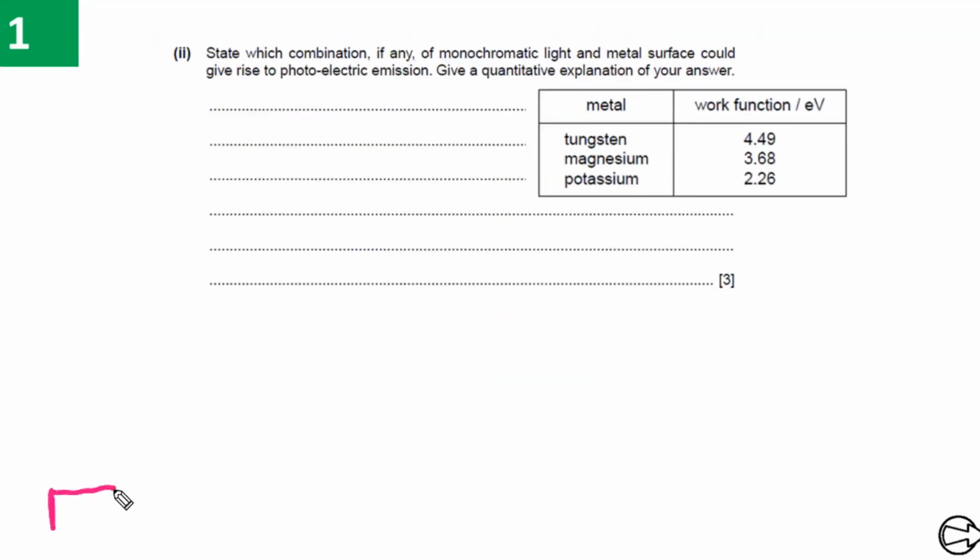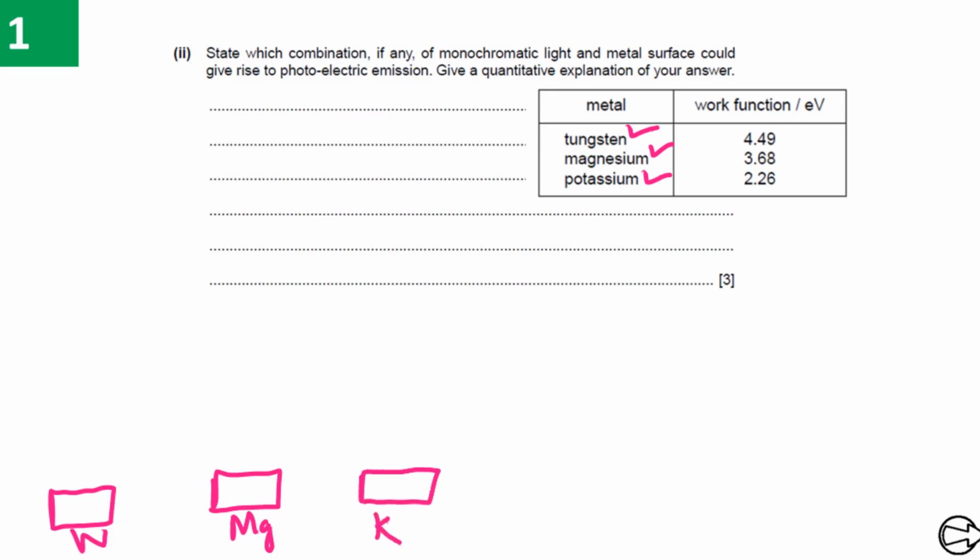For this question, 3 different types of metals are given to us. As you can see in this table, we have tungsten, magnesium, and potassium. Let's say the first one is tungsten and its symbol is W, and the second one is magnesium. We can also use its symbol Mg just for simplicity. And the last one is potassium. We can use its symbol K.